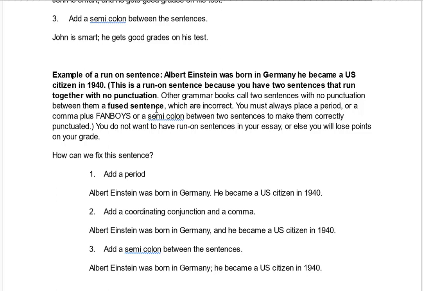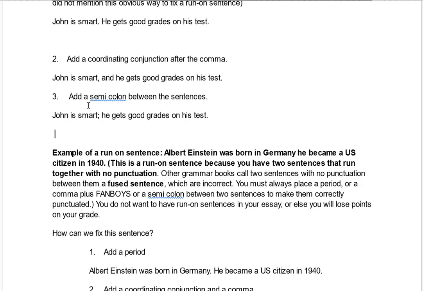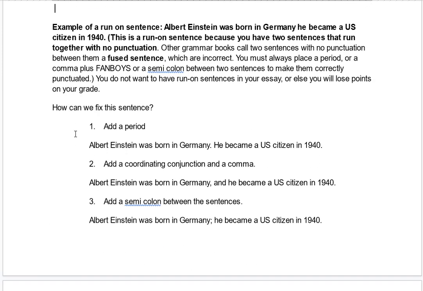Other grammar books will call this a fused sentence. Fused meaning these two sentences are fused together when they're not supposed to be. So how do we fix a fused sentence? Same way as we fix this sentence. It's always the same. So here you could add a period after Germany.